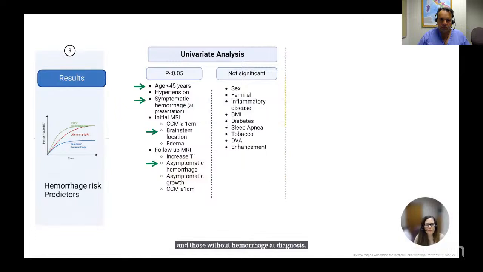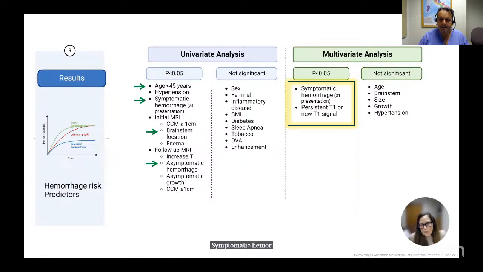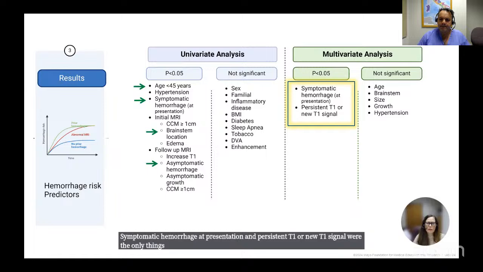When we looked at univariate analysis, the typical things came up with a positive p-value: age less than 45, symptomatic hemorrhage, brainstem location. We also saw that asymptomatic hemorrhage, increased T1 signal that was persistent, and CCM size greater than a centimeter seemed to be significant in univariate analysis. But when we did the final multivariate analysis, symptomatic hemorrhage at presentation and persistent T1 or new T1 signal were the only things that came out in that analysis.